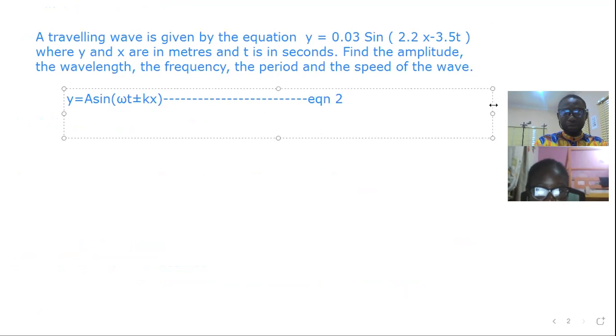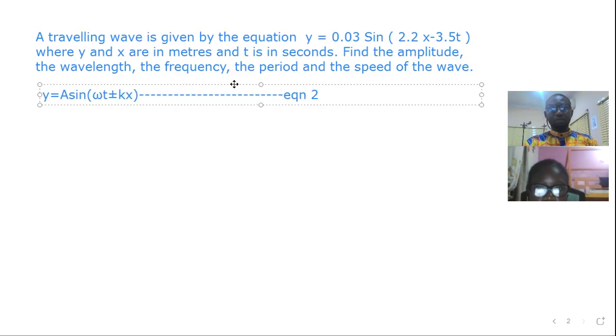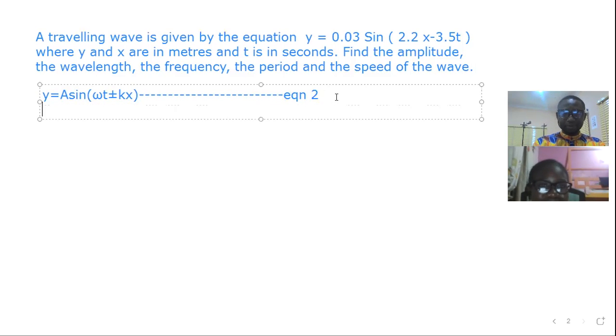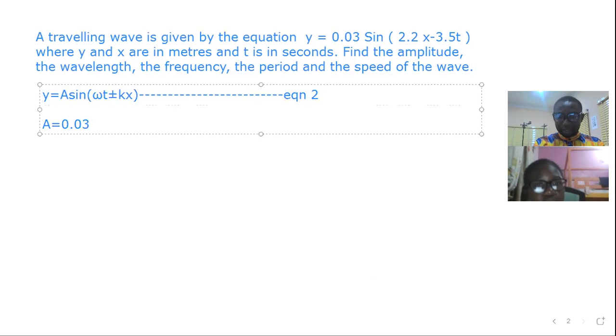Awesome. So to illustrate that, this looks like this. Now they said find the amplitude. What looks like the amplitude there? 0.02? Okay, so the amplitude there, as you see, is just 0.03 meters. That's just a quick way to answer that.